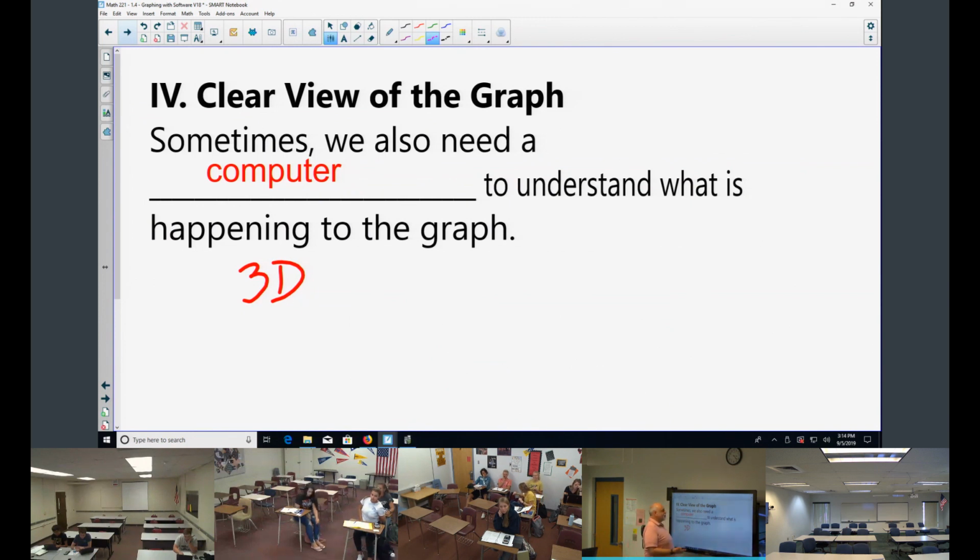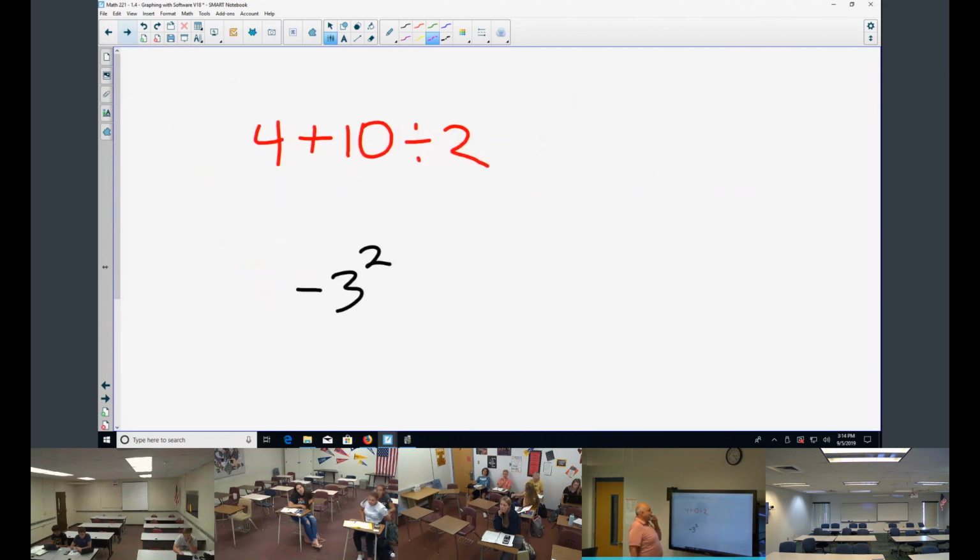So in Calc 3, we actually do use a computer program to visualize some of the 3D graphs. All right. Now, what is this? Well, we don't really have to worry about this, other than I'll just say that the better the calculator, the more it knows, like the order of operations. But I think everyone's using a graphing calculator, at least a TI-83 or 84, so I don't really have to worry about order of operations here.